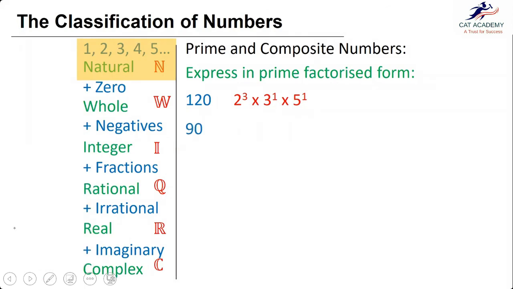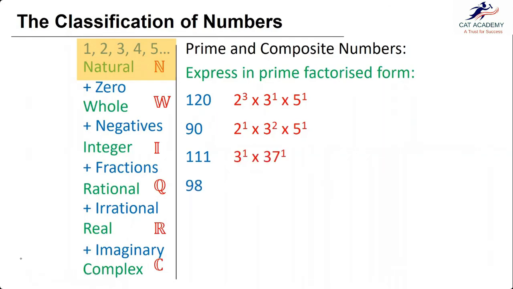Say 90. What can I do? 90 is 2 into 45. That's 2 into 5 into 9. 9 is 3 square. So 2 raised to 1 into 3 raised to 2 into 5 raised to 1. Correct? 111. That's 37 into 3. 98. That is 49 into 2. That is 2 into 7 square. 420. That is 42 into 10. That is 6 into 7 into 10. That is 2 raised to 2 into 3 raised to 1 into 5 raised to 1 into 7 raised to 1. Okay?